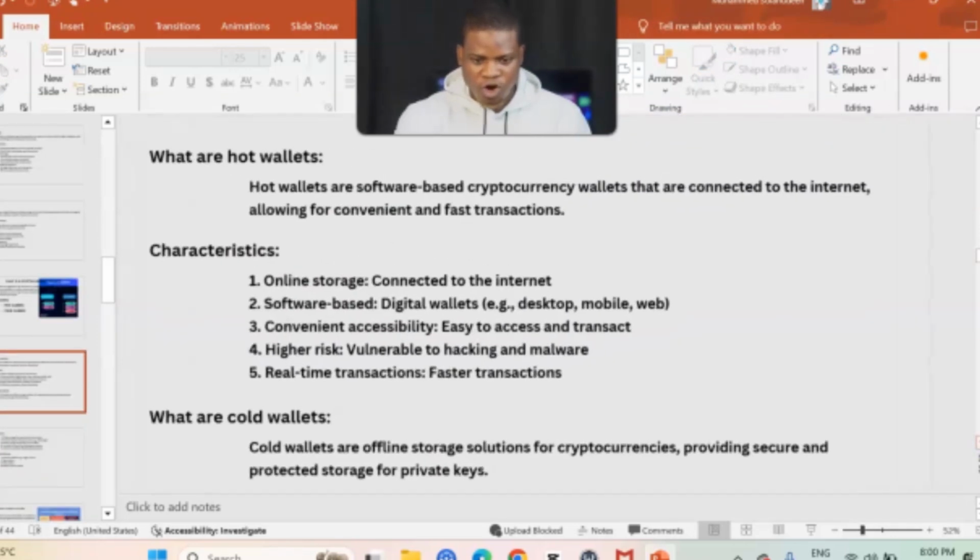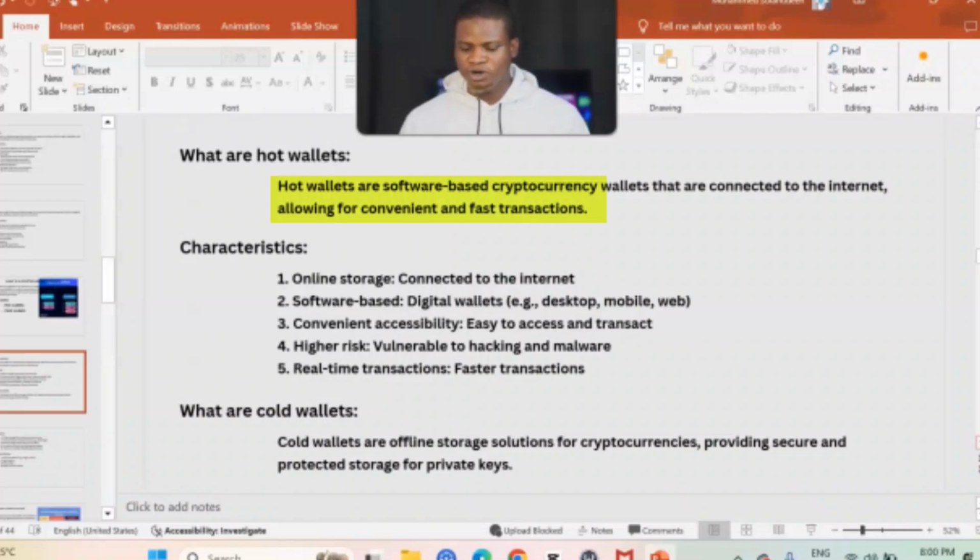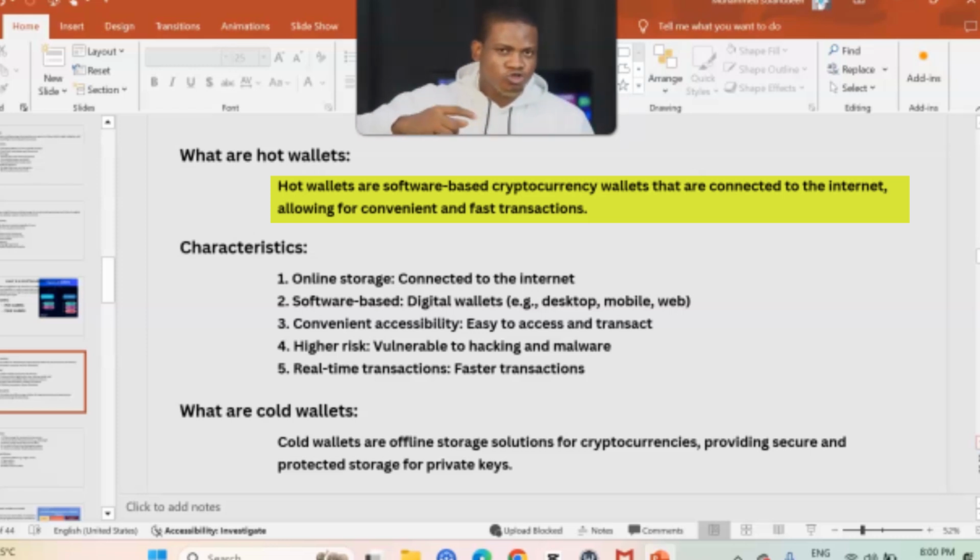What are hot wallets? Hot wallets are software-based cryptocurrency wallets that are connected to the internet, allowing for convenient and fast transactions. So now, hot wallets allow you to connect your wallet to the internet, which means you can just pick up your phone, log in to your wallet, and you'll be able to access your crypto and trade. That is what a hot wallet simply does. Cold wallets are majorly hardware wallets that are not directly accessed on your phone. Right? We'll talk about that one later.